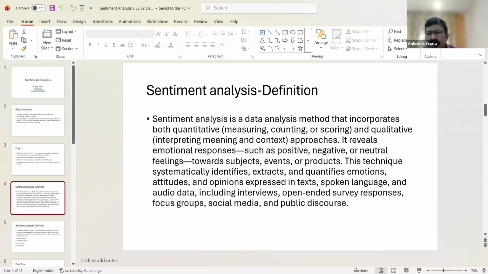So you can see here, it's coming from text, spoken language, audio data, interviews, open-ended survey responses, focus groups, social media, and public discourse. So these are basically the types of data we seek while going with sentiment analysis.